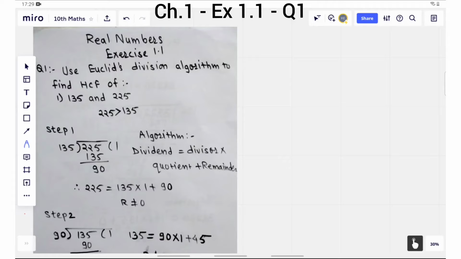Today we are going to see exercise 1.1 of the chapter Real Numbers of class 10th. In my previous video, we completed the introduction to exercise 1.1, in which we studied in detail all the steps of finding the HCF using Euclid's Division Algorithm. Now we will use the same to solve this question number 1.